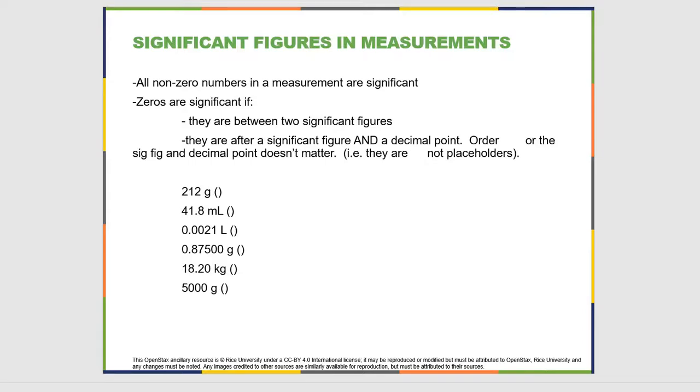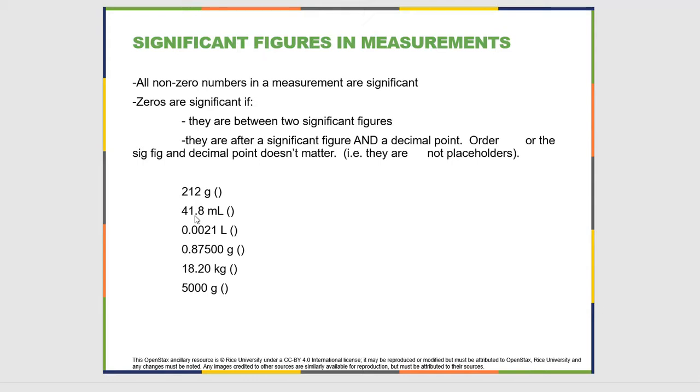In the previous section, we talked about measurements and how important measurements are in science. And we also talked about units. So for example, in the first one, we have 212 grams. We instantly know this is a measurement of mass because it has a unit of grams. In the next case, we have 41.8 milliliters, which we know is a measurement of volume because it has a unit of milliliters.